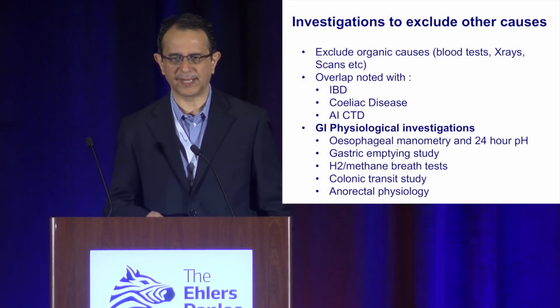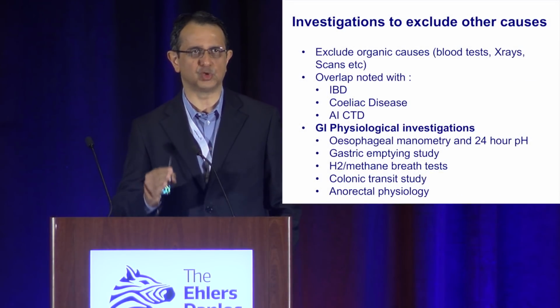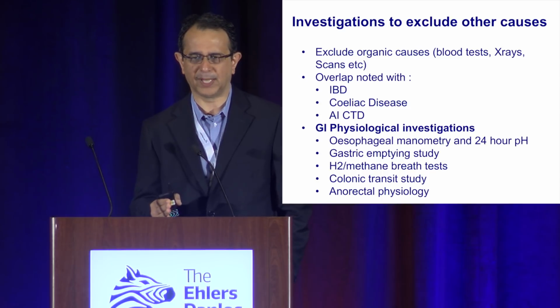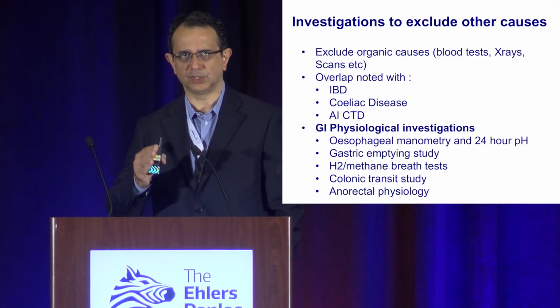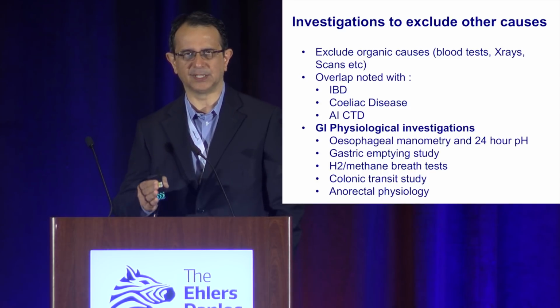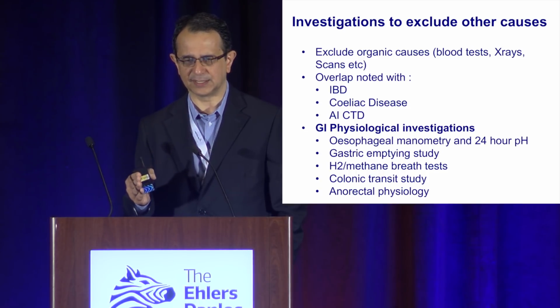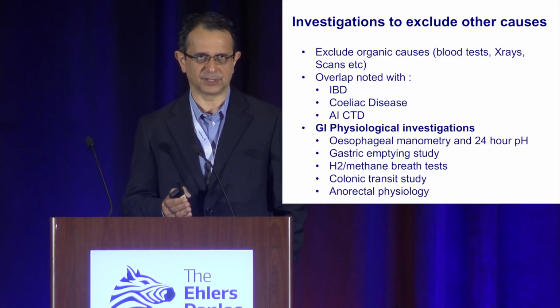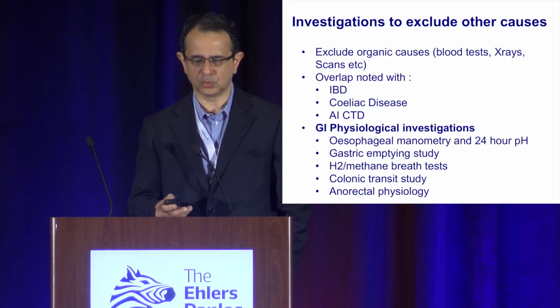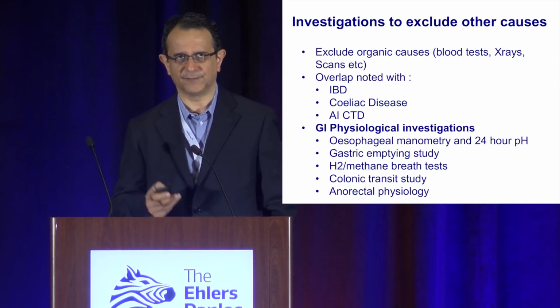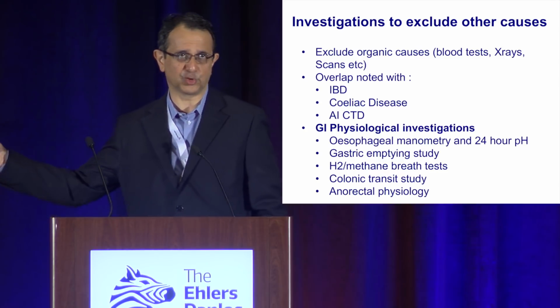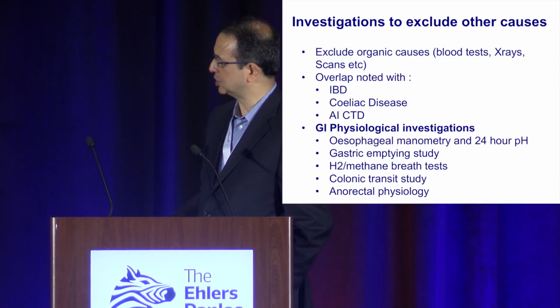We have to exclude organic diseases because some of these organic diseases do overlap with hypermobile EDS. There are studies which show that the incidence of inflammatory bowel disease like Crohn's disease is higher, celiac disease incidence is higher, autoimmune connective tissue disorder incidence is higher. So these conditions do need to be excluded, and just the fact that you have hypermobile EDS doesn't mean that you cannot have one of these conditions as well.